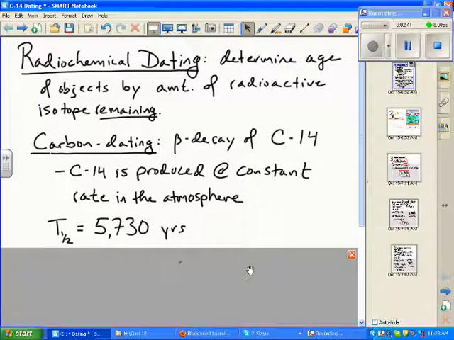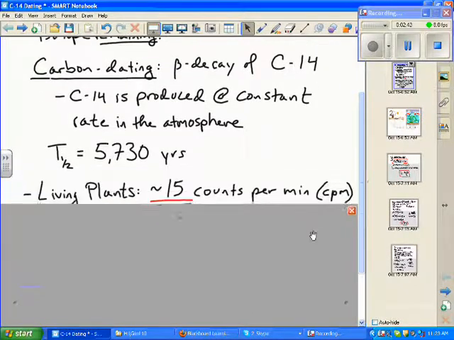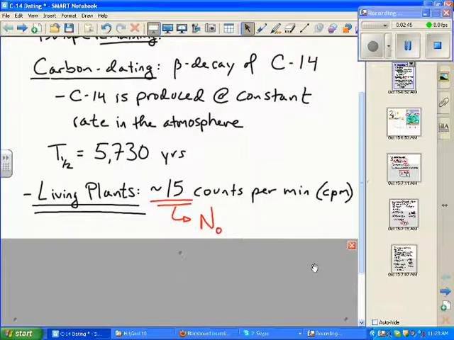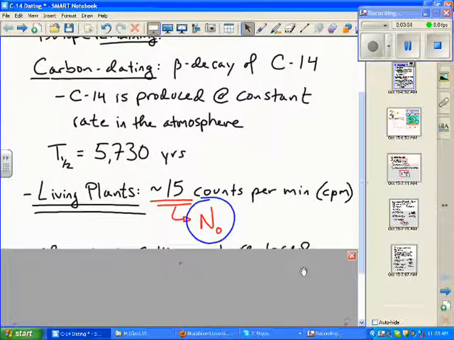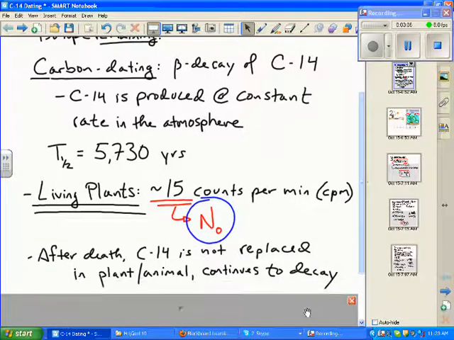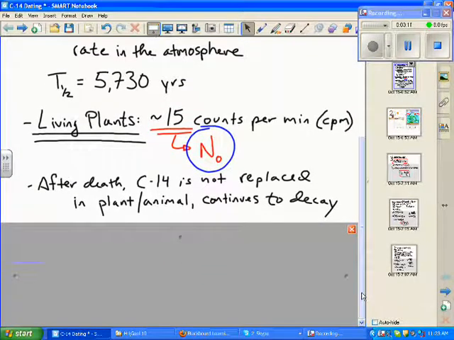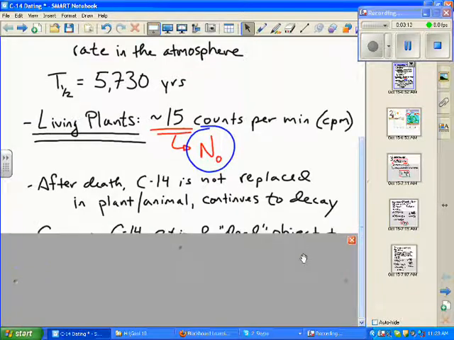It's very accurately determined. And in living plants, and this is slightly variable from plant to plant, of course, but generally in living plants, trees, grass, etc., the activity is about 15 counts per minute, or decays per minute. So that is your original amount, N sub 0, which is a symbol you're used to seeing from yesterday's notes. Now, after death, recall, carbon-14 is not replaced anymore, so it begins to decay or continues to decay and becomes less abundant in the body.